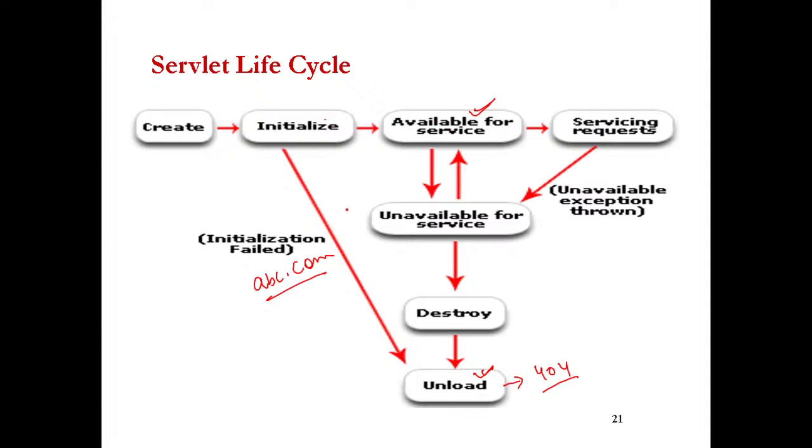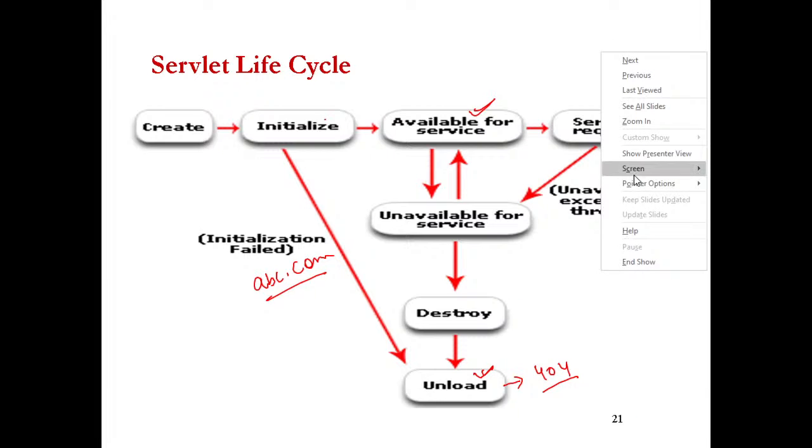But if it is available for service, then it will call the servlet method and send the servicing request. If it is unavailable for servicing, then it will send an exception with the message unavailable for service, and then destroy and then unload. So this is the whole complete process of a servlet, which is executed on the server.